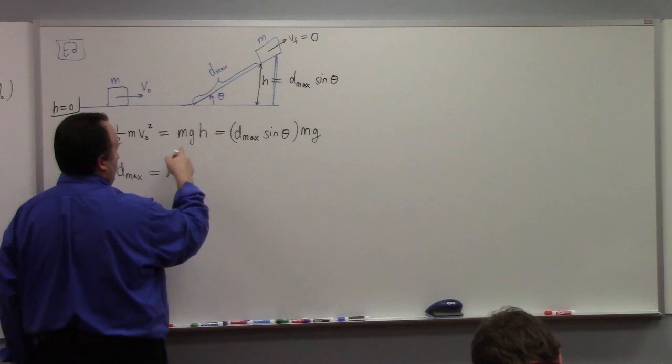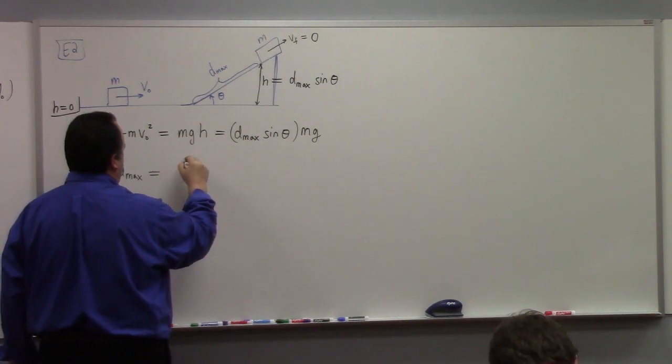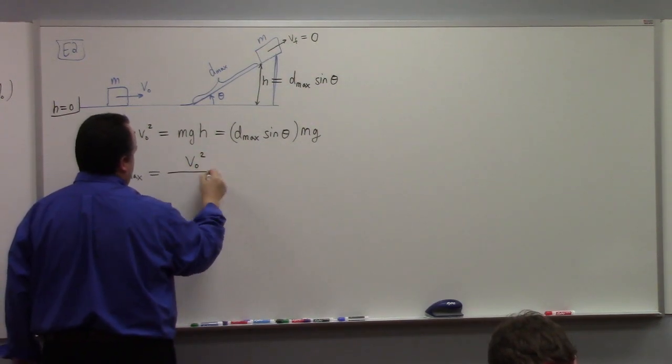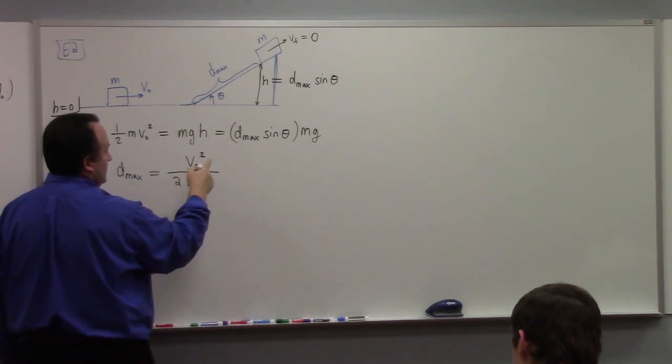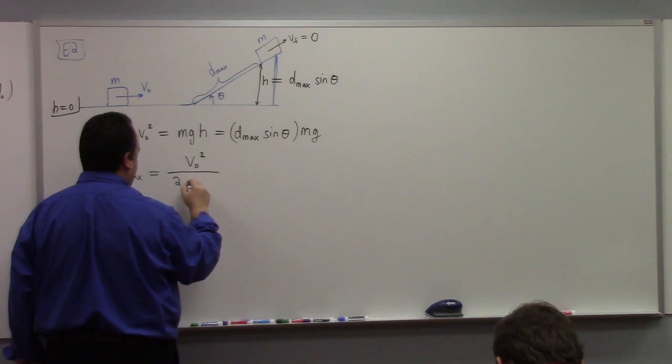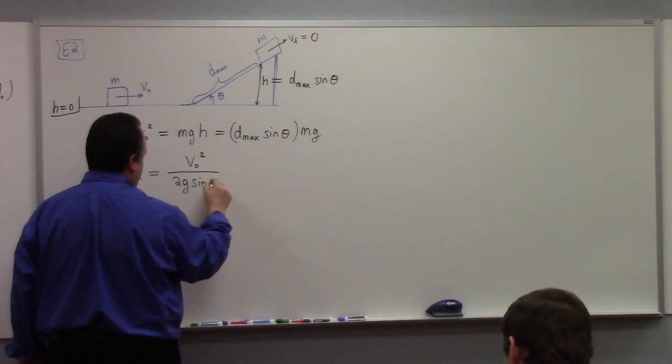Let's see here, we get V0 squared divided by 2g sine theta, is that right?